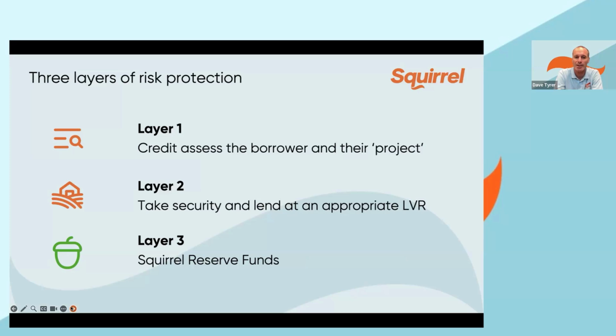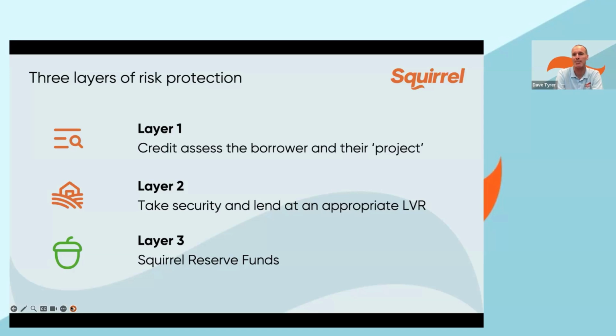Second thing that we do is we'll take security. So in the case of our home loans and construction loan term investments, and for our Squirrel Monthly Income Fund, all of the underlying loans will have a first mortgage in place. And we will lend at an LVR, loan to value ratio, that's appropriate to the situation. So for a higher risk loan, we might want to see a lower loan to value ratio, for example. On a lower risk loan, we might be prepared to go to a higher loan to value ratio.